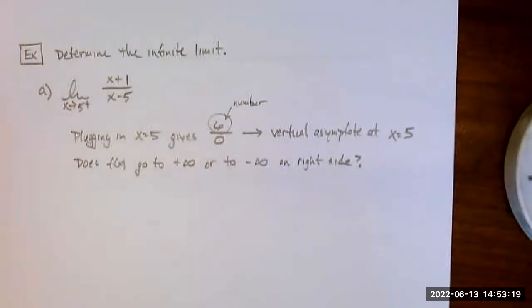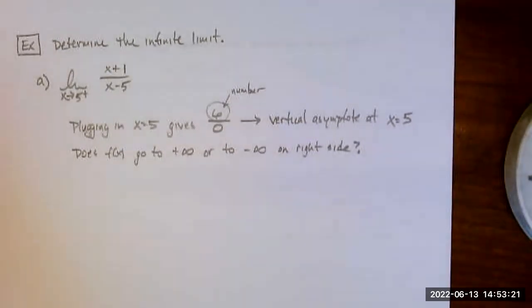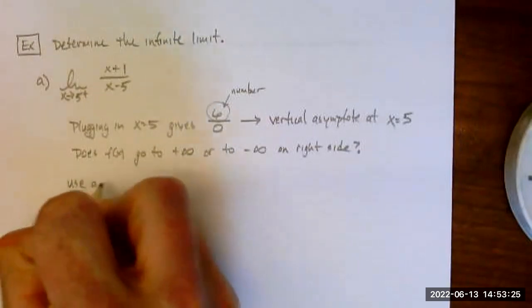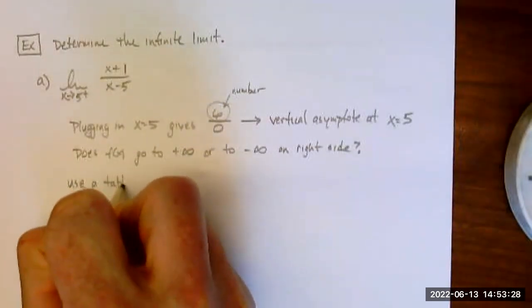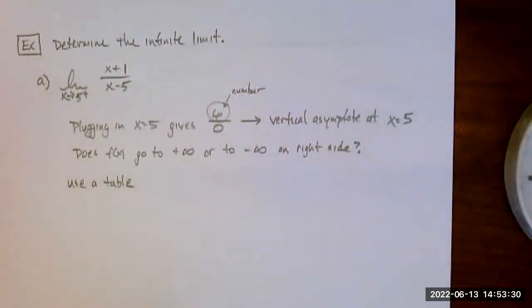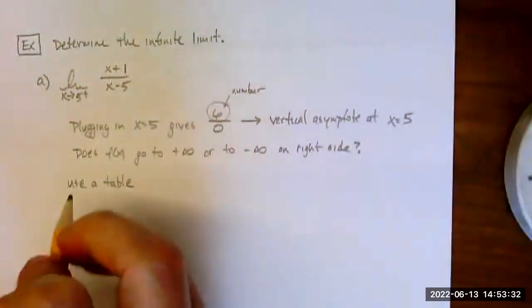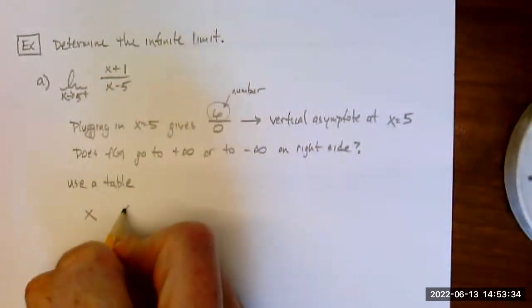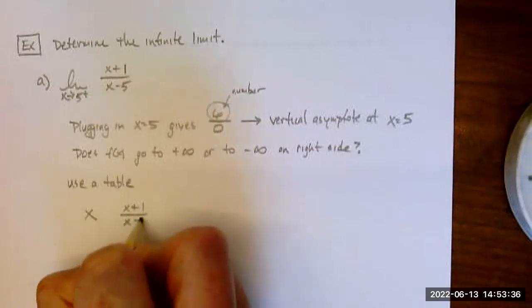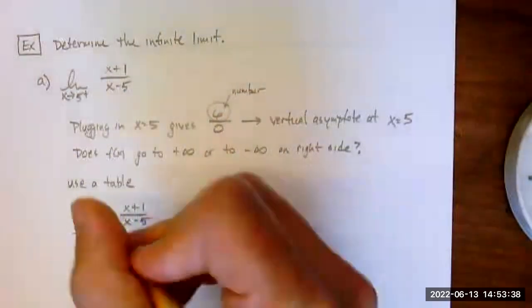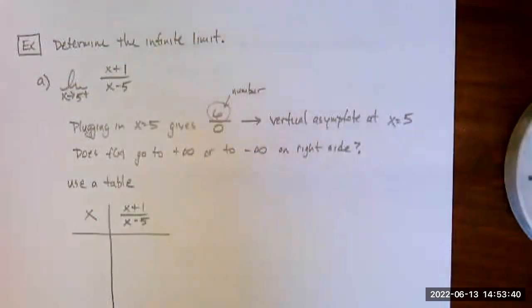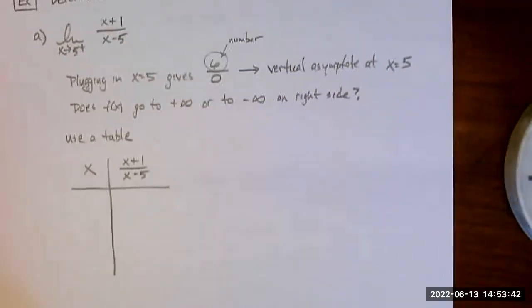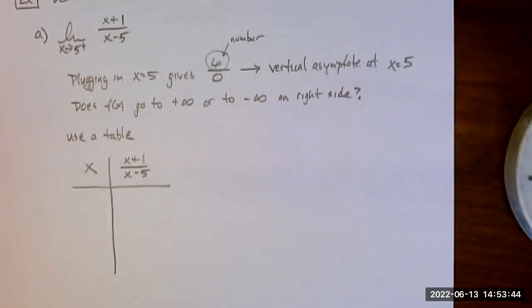Well, if we don't have a graph, which we're assuming, right? There's only one way to do this. We're going to use a table, right? It's kind of our last resort. Well, that's the way it goes. Here we go. We'll look at x up against x plus 1 over x minus 5.